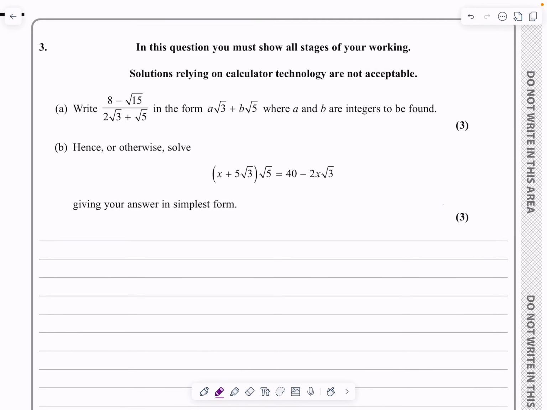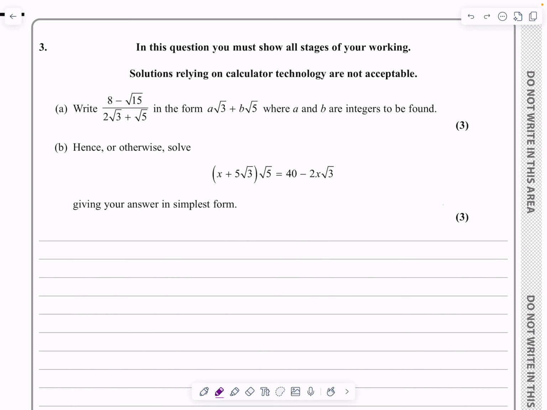Okay, this is the P1 paper from October 2023. It's question number 3. This is from chapter 1, Algebraic Expressions, and in particular, we're going to be looking at surds and we're going to be looking at rationalising denominators.